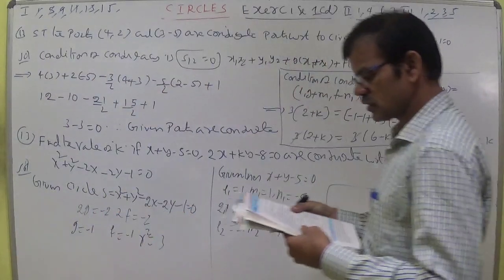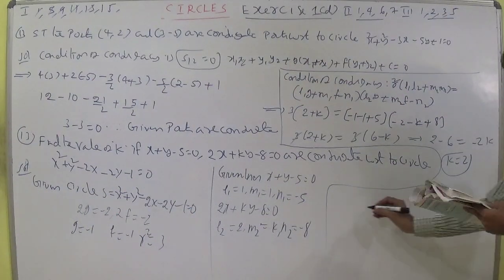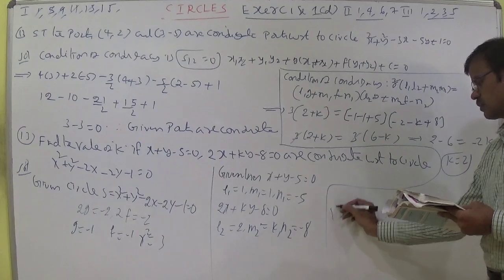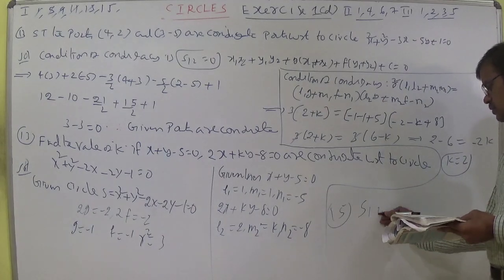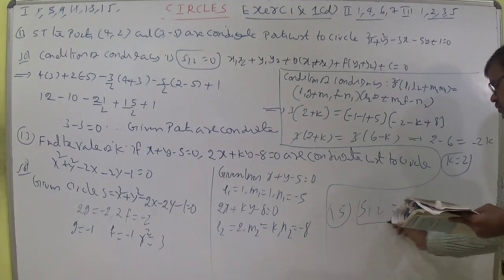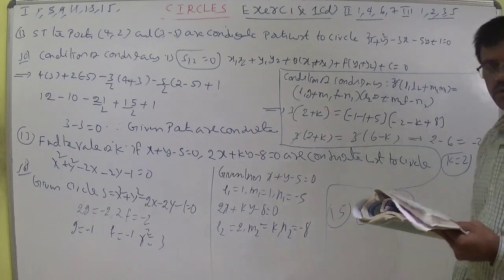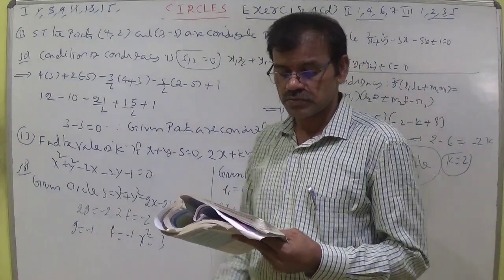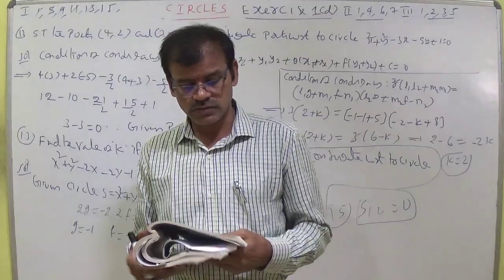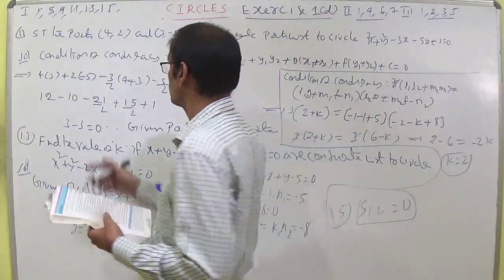Another question is there. Students, 15th question is there. You do the work, I think you can do it. 15th question, write the formula S12 equal to 0, the notation x1 x2 plus y1 y2 plus g of x1 plus x2 plus f of y1 plus y2 plus c equal to 0. You do yourself. Okay, next.